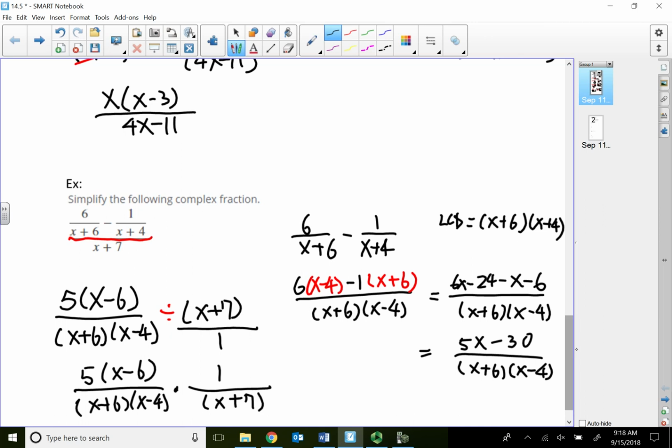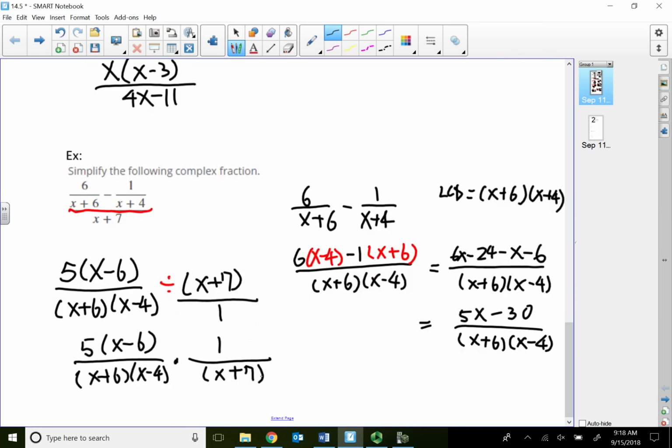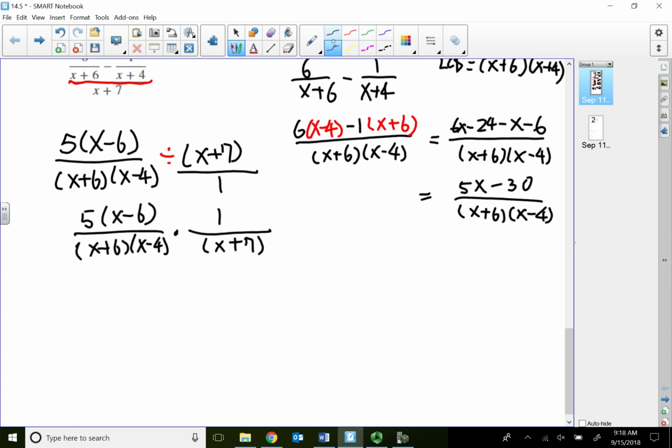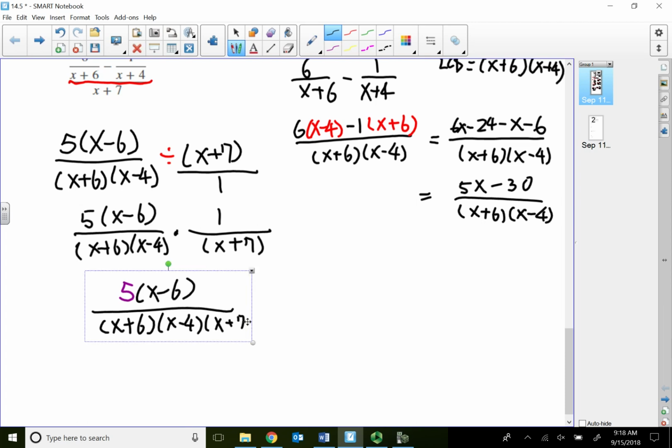As far as the numerator and denominator being canceled out, there's no common factor. Okay, so we'll just write everything out together. So the numerator would just now be 5 times x minus 6, over the denominator x plus 6, x plus 4 and x plus 7. Okay, that's all it is.